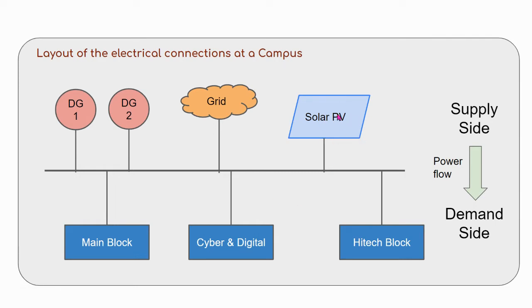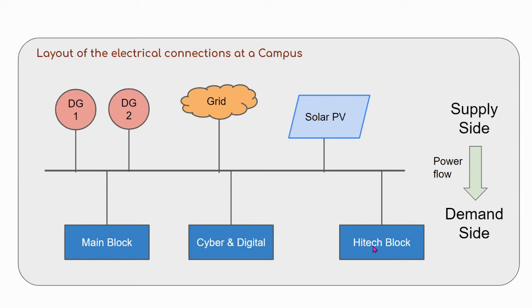Next, we have solar PV also attached here. In fact, solar and grid work together. As the sun rises and shines on the PV panel, it starts generating power, and the generated power goes to the main block, cyber block or high tech block. In between, we have the bus bars, and all of these are connected in parallel to this particular bus bar.